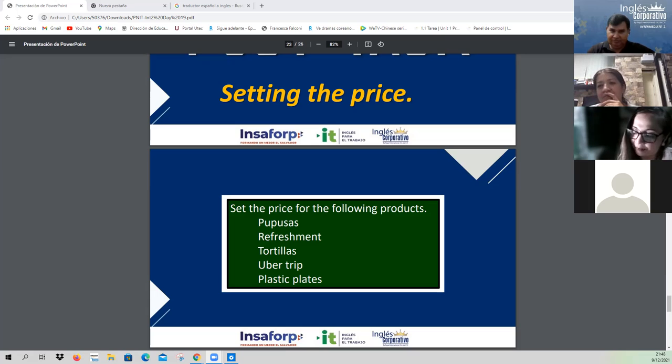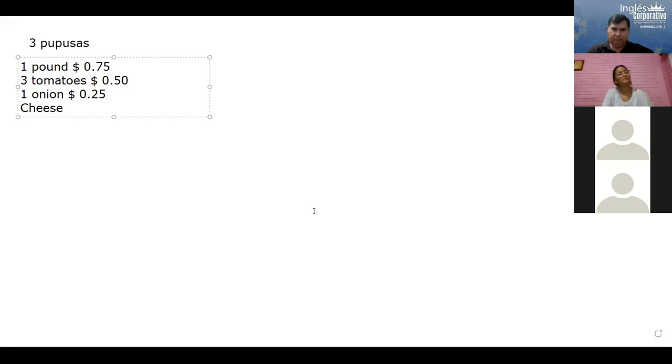Okay, and pork. If you buy prepared pork, the pound of prepared pork costs $1. Oh, teacher, are we going to do the list of materials or just the total cost? What you have to do is set the price. You have the liberty to do it by making a list, adding and averaging to see how much each pupusa costs, or just choose the price. You need to analyze. Okay, thank you.